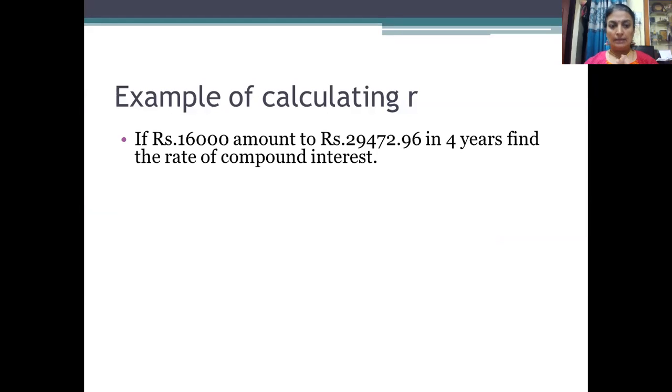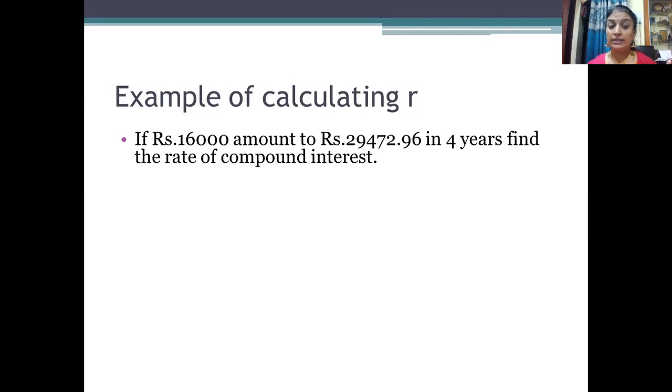Here is an example. Rupees 16,000 amount to rupees 29,472.96 in 4 years. Find the rate of compound interest. How to solve this problem? Here, what are the given aspects? Let us first write it down.